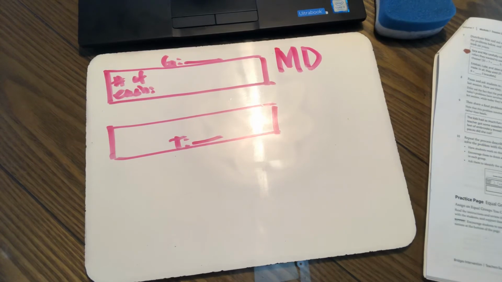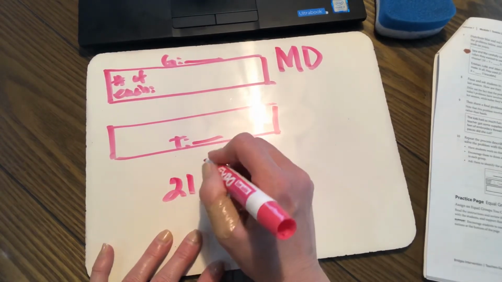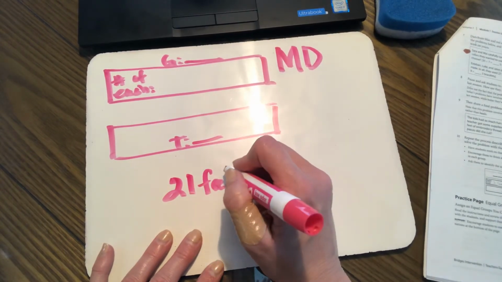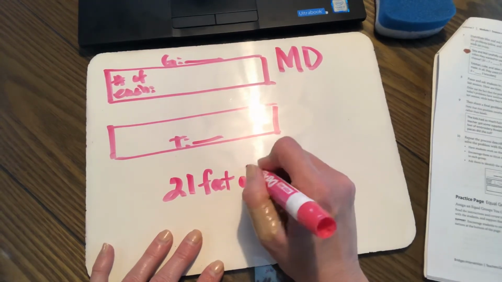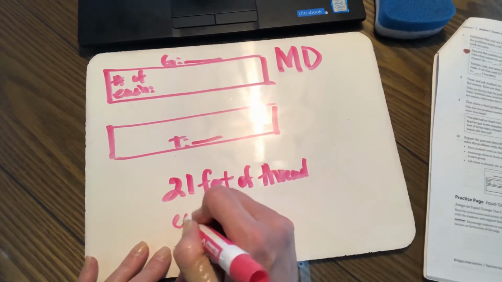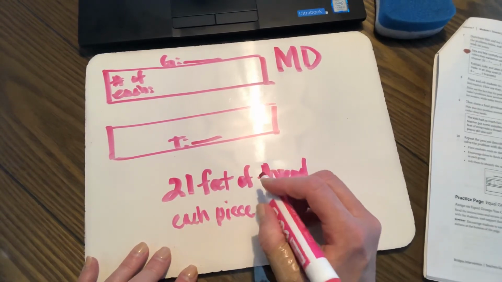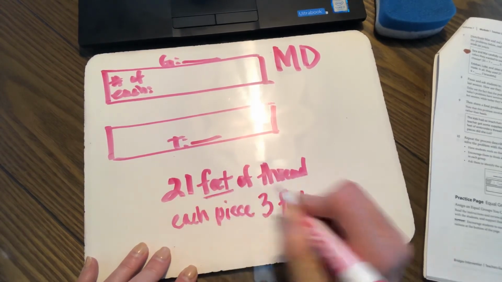The kids had so much fun making bead bracelets that the after-school club teacher got some supplies for the kids to make friendship bracelets. She cut 21 feet of embroidery thread into pieces that were 3 feet long. So let me write this down. 21 feet of thread, and each piece was 3 feet long. So I've got feet and feet already.